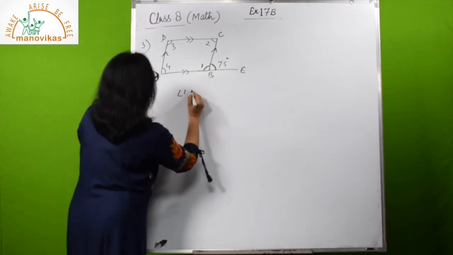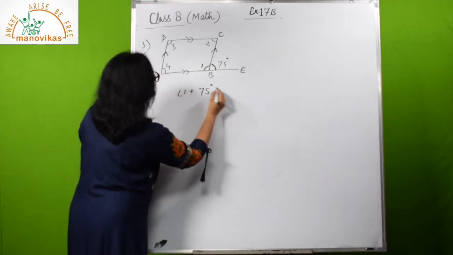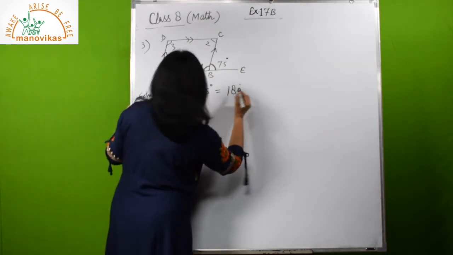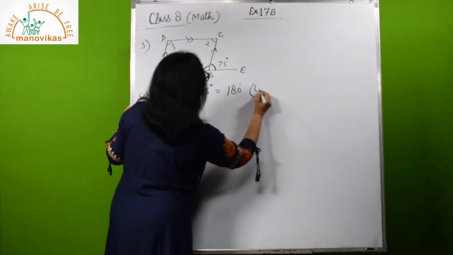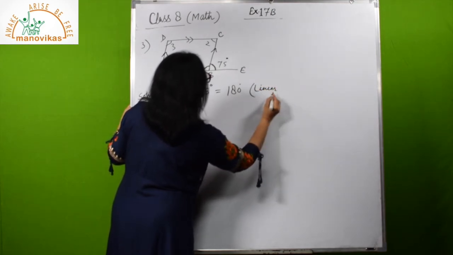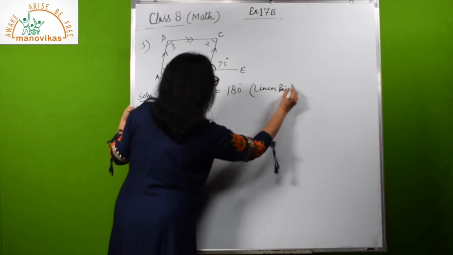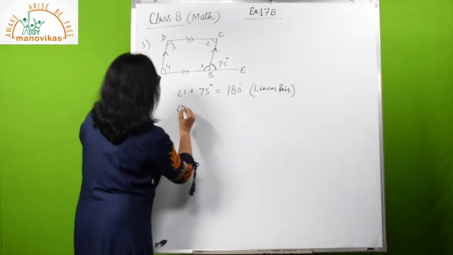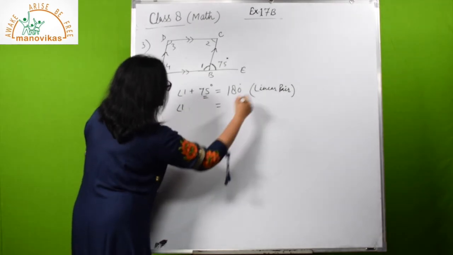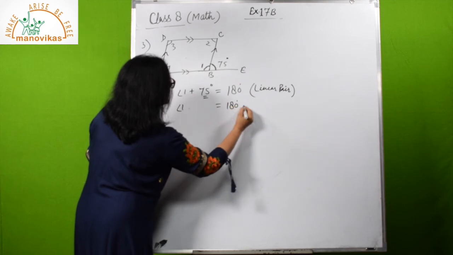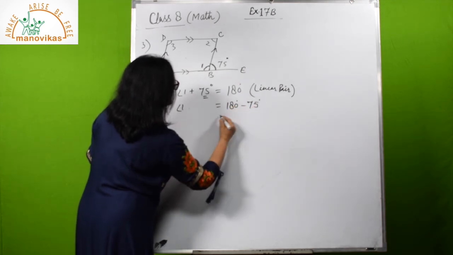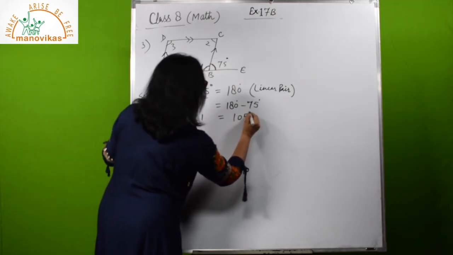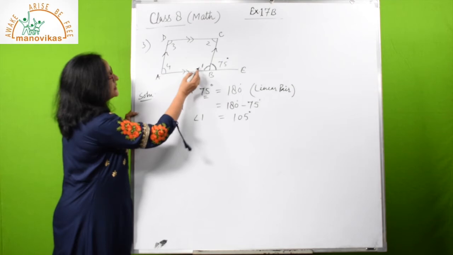So angle 1 plus 75 degrees is equal to 180 degrees. This is what the linear pair property is. So what is the reason? Here you will write the reason: because these angles are forming a linear pair, their sum is equal to 180 degrees. Now you can find angle 1 easily. This 75 will be transposed to the right hand side. 180 minus 75. And this way we get angle 1 is equal to 105 degrees. This angle 1 is 105.